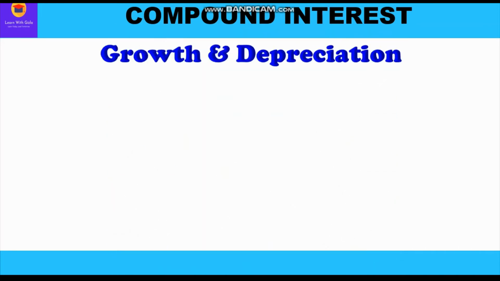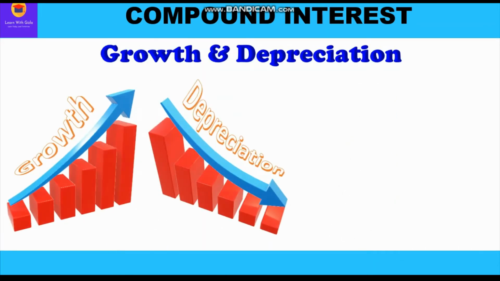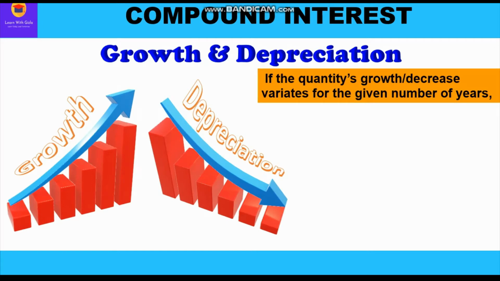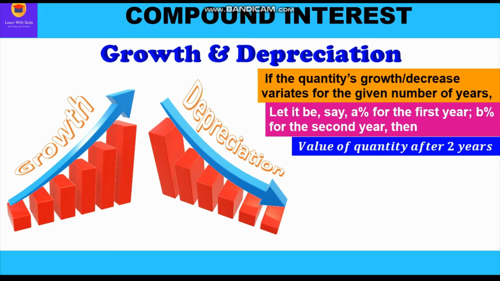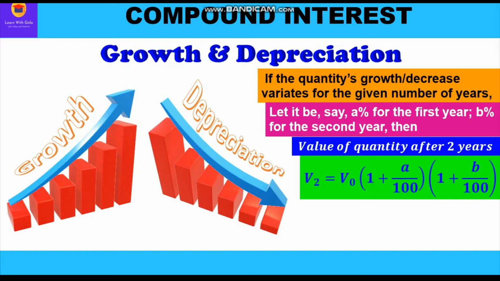In this video of growth and depreciation, we shall be taking two questions wherein the growth or the decrease varies for the given number of years. Let it be say A% for the first year and B% for the second year. Then the value of the quantity after 2 years is given by the formula V2 is equal to V0 in bracket 1 plus A upon 100 into 1 plus B upon 100. Now this formula is used if there is growth in both the years.